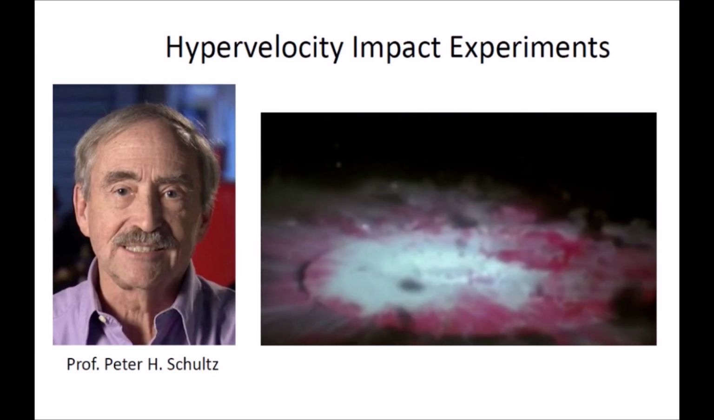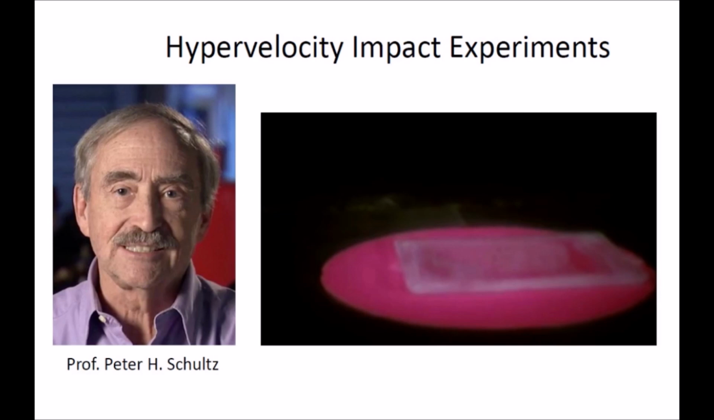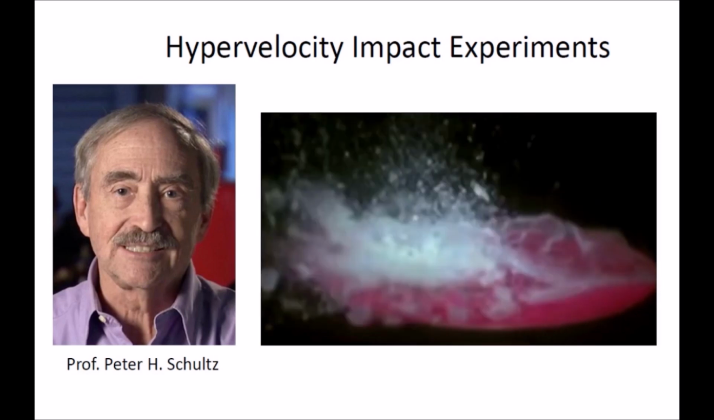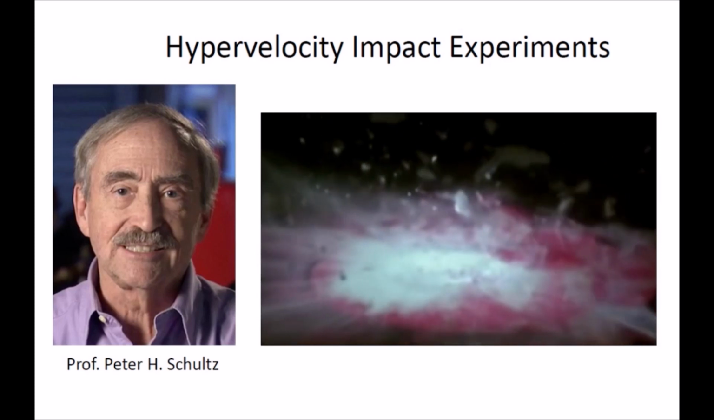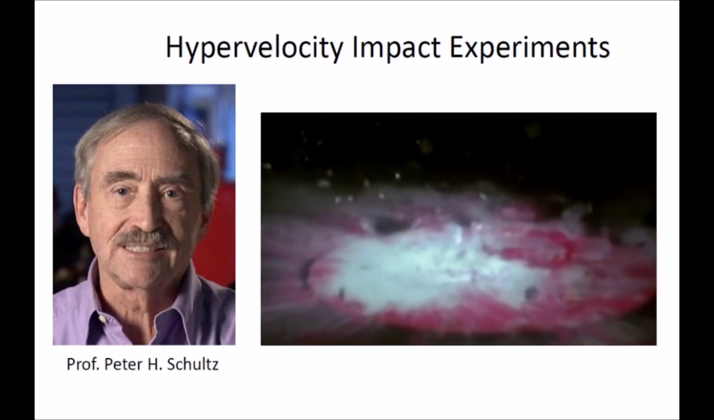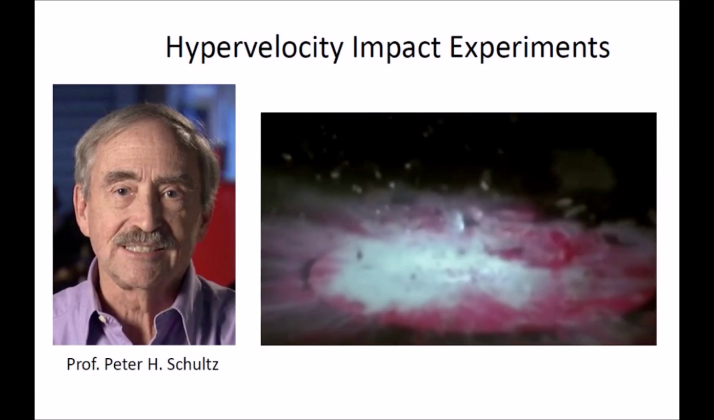Professor Peter Schultz from Brown University has demonstrated many times that a hypervelocity impact on an ice sheet ejects ice chunks of various sizes in the ejecta curtain. These experiments provide support for the idea that an extraterrestrial impact on the Laurentide ice sheet could have ejected pieces of ice in ballistic trajectories to create the Carolina Bays.